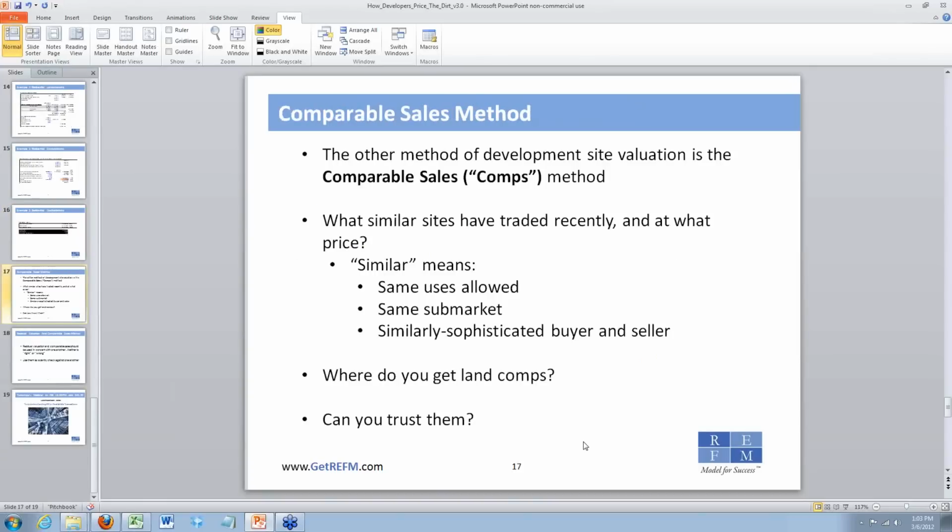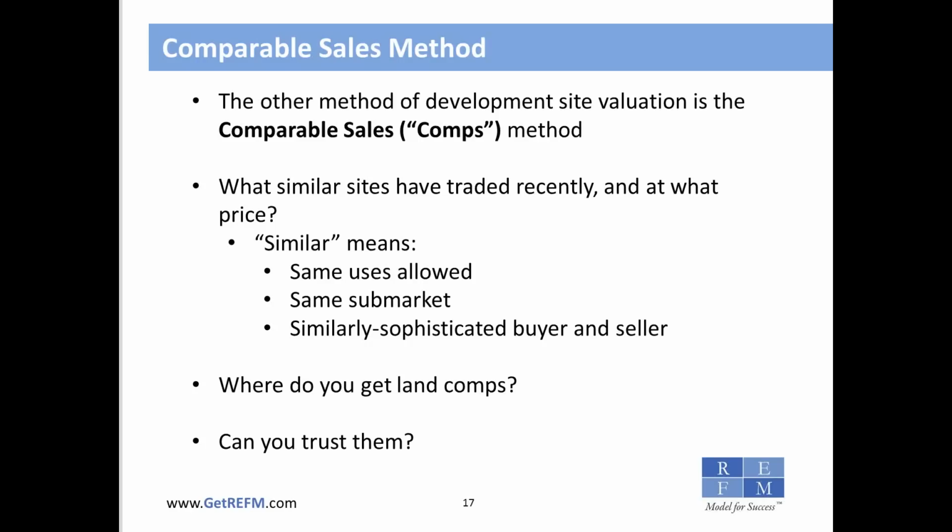Okay? The next thing that I want to talk about is the other basic method of land valuation, which is the comparable sales method. Okay? And this is also known as comps for short. And basically, this is pretty straightforward, okay? We say, well, what similar sites have traded recently, okay, and at what price, okay?